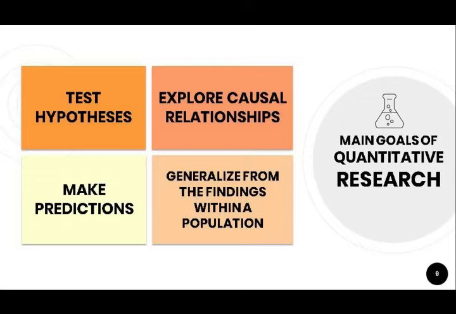Fourth, generalize from the findings within a population. This is the major reason why we do sampling. So we don't test the entire population. We just get a sample from those population using our sampling methods, which we will be discussing later on.